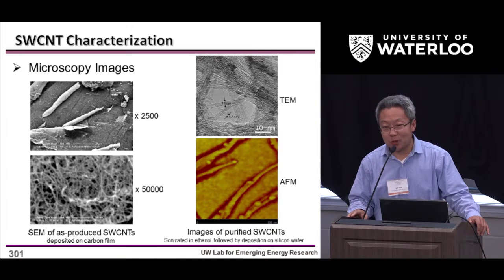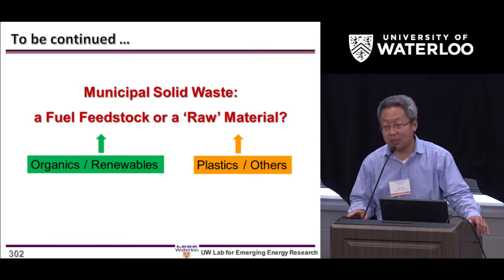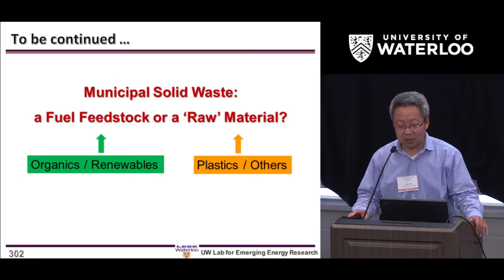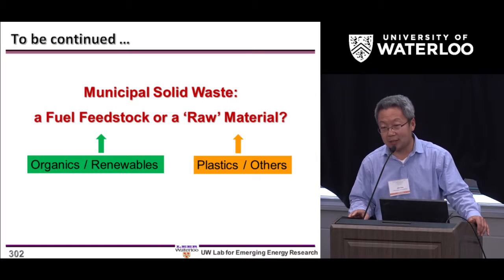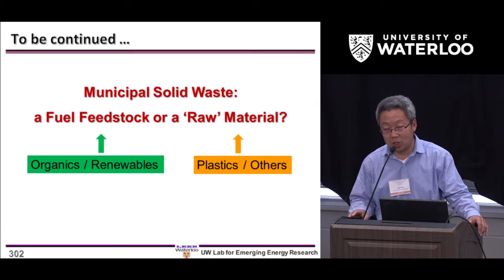So then, coming back to my topic, municipal solid waste. Again, we have to make a wise choice whether to use it to produce energy or to spend more time sorting it out and using it for recycling. My very preliminary conclusion at this moment is that for the organic renewables, in addition to other options, we should look at how to make biofuels. And for the plastics and other non-renewables, maybe we should look at how to use them as recycle or feedstock for materials.